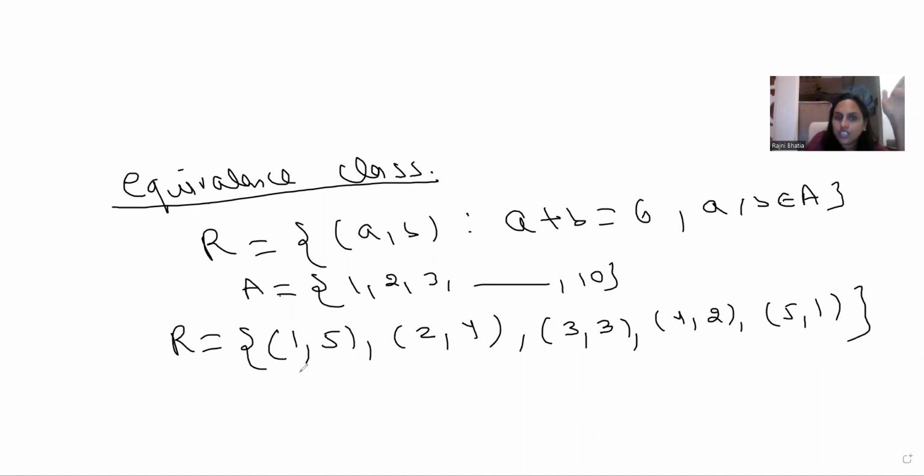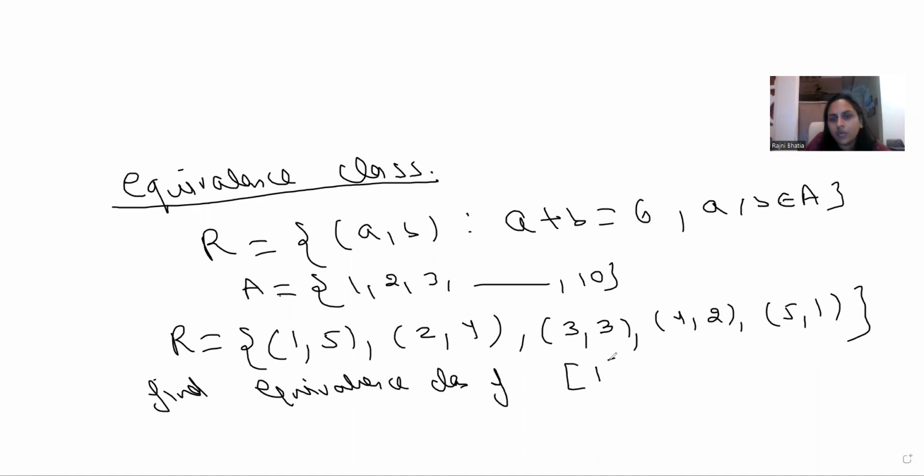Now, if the question is to find the equivalence class of 1, it means I need to take the value of a as 1 and I need to find all the possible values of b.